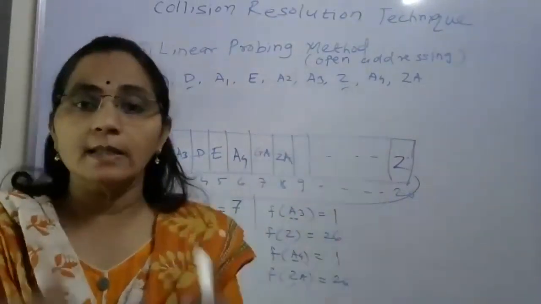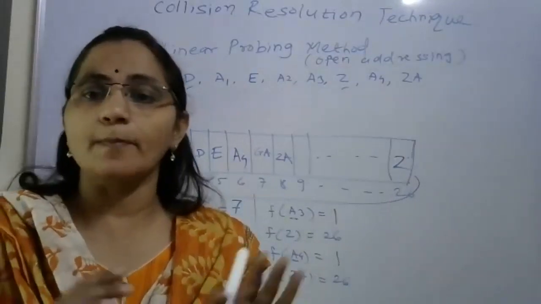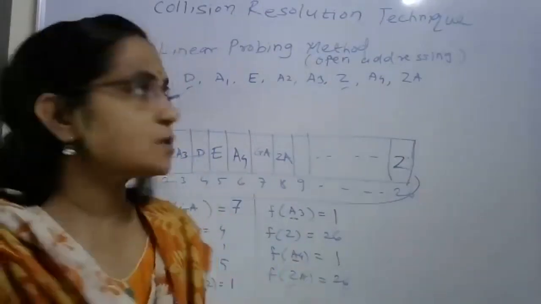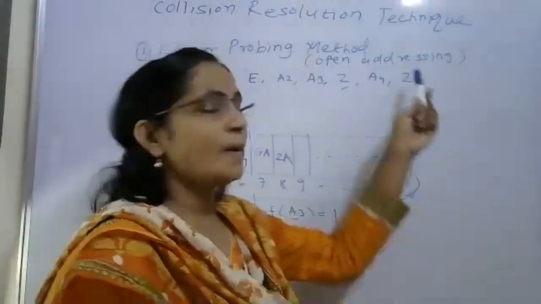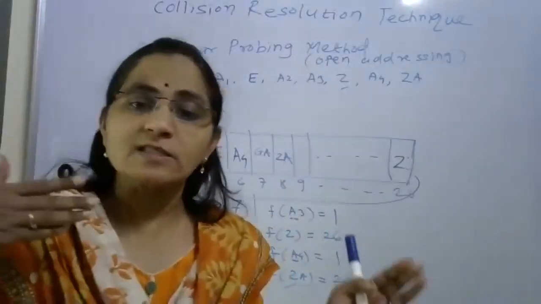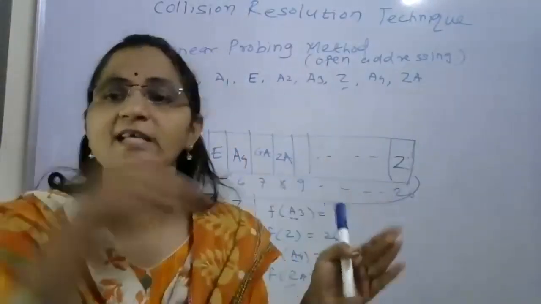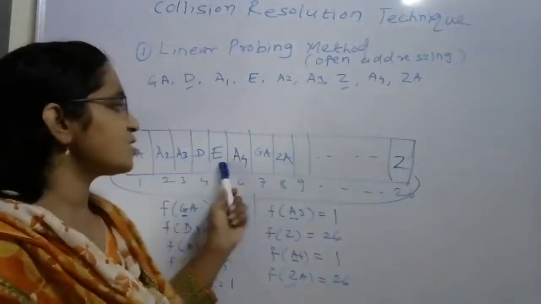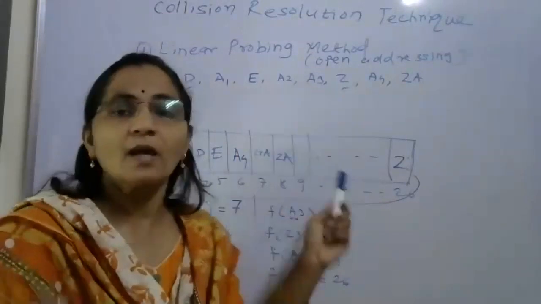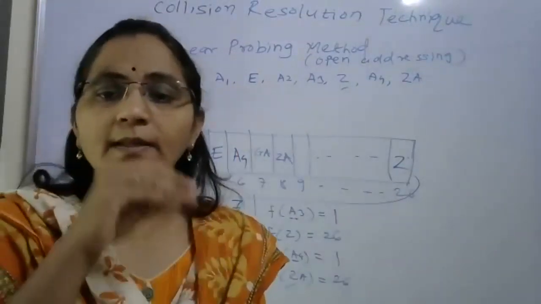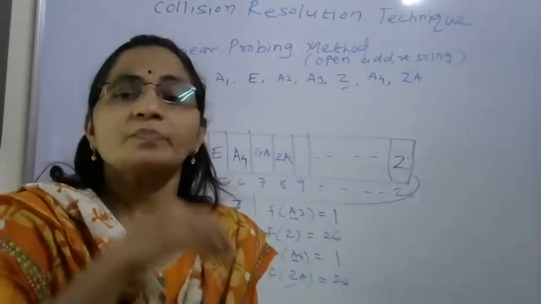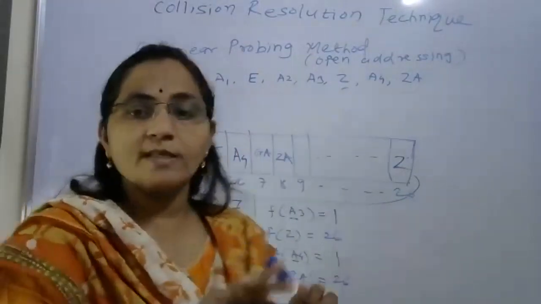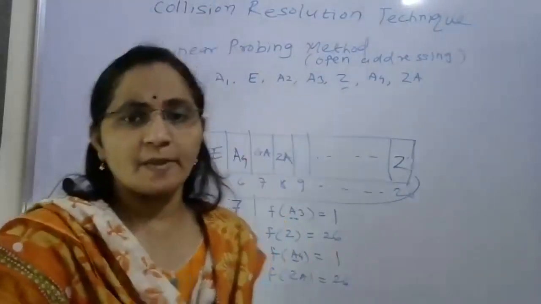So this linear probing method solves the problem of collision. How does it solve it? It is also called open addressing, meaning you successively, that is sequentially, search for the next empty bucket and put the next identifier there. So with this, the collision is resolved. This is the first method.